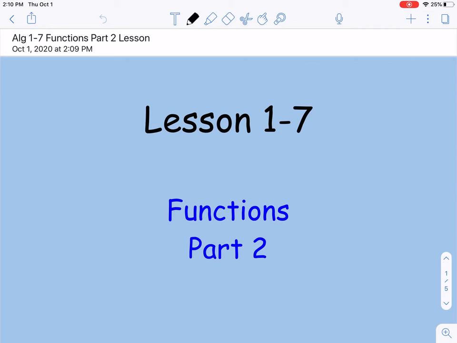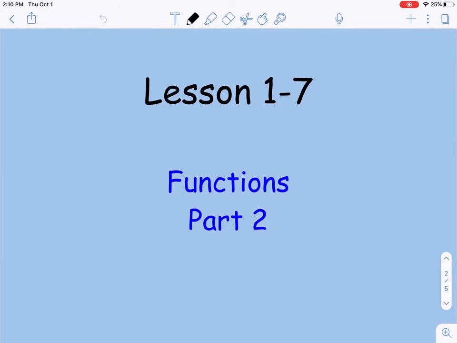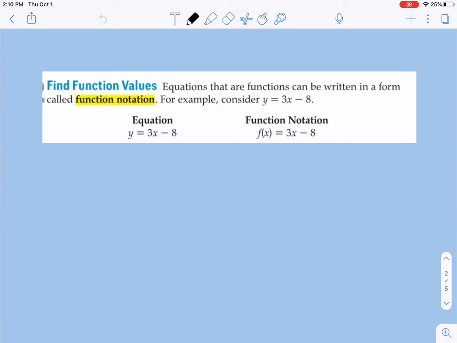All right, so we're gonna talk about the second part of functions that we left off on yesterday. Basically, this part of functions is just us going through a little bit of notation and then plugging things in and doing some substitution and some pretty straightforward math. All right, so this says equations that are functions can be written in a form called function notation. That's kind of important.